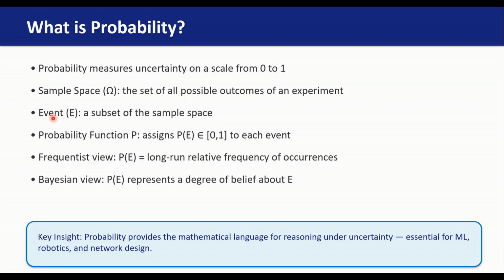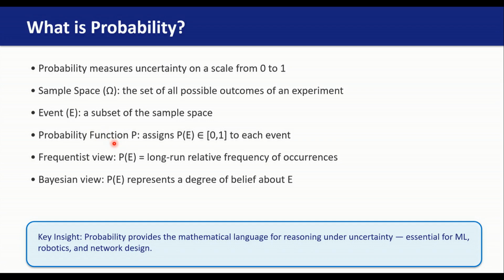Second one is something that can happen, and we call it event or E. For example, the dice shows an even number. That means 2, 4, or 6. This is an event. Third, a rule that gives a number between 0 and 1 to each event. That number is the probability of that event. Also, we call this P.